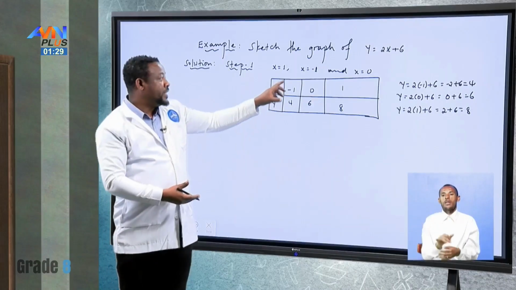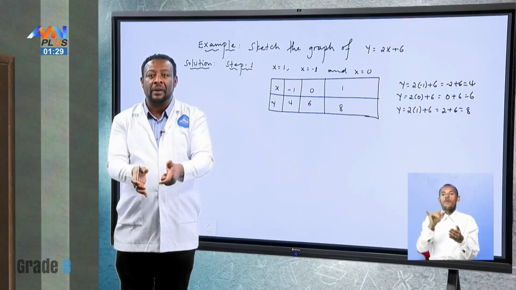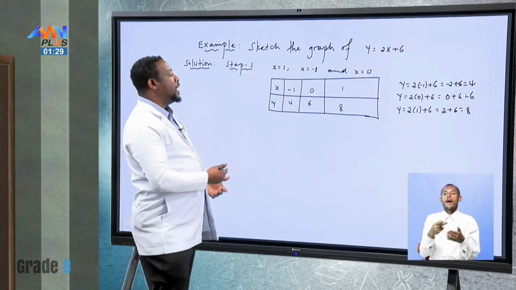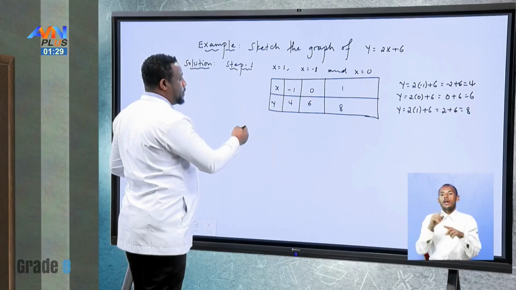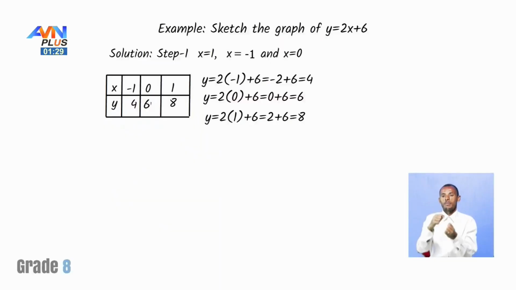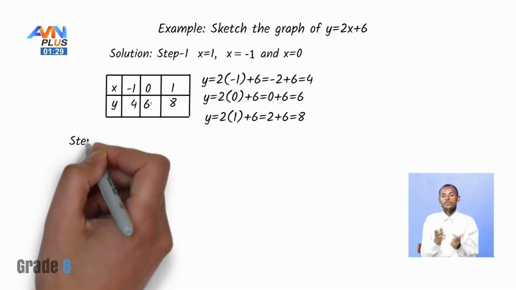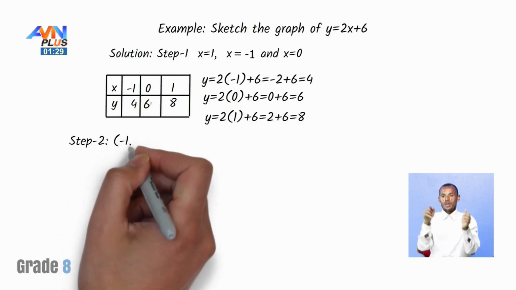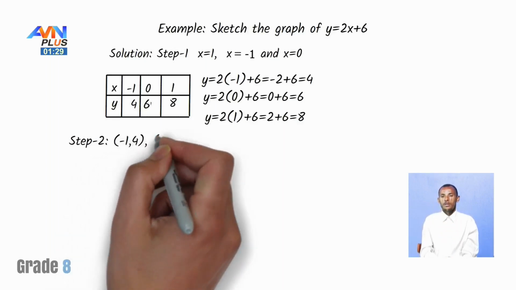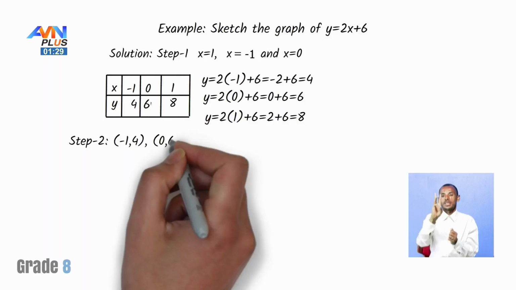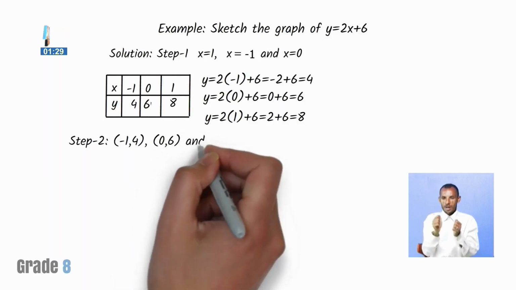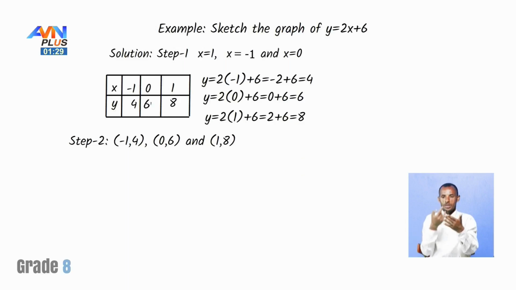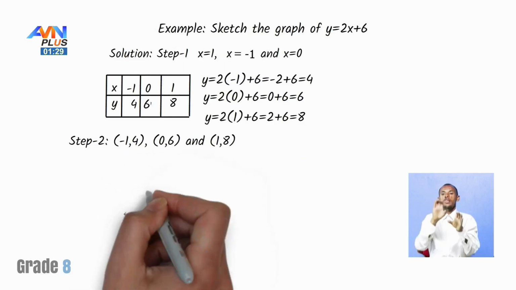So this x and y form an ordered pair. Those ordered pairs should be plotted on the Cartesian coordinate system. So in step 2, we have the ordered pairs: (-1, 4), (0, 6), and (1, 8). So we plot these 3 points in the Cartesian coordinate system.